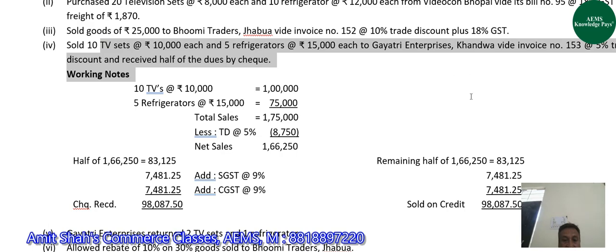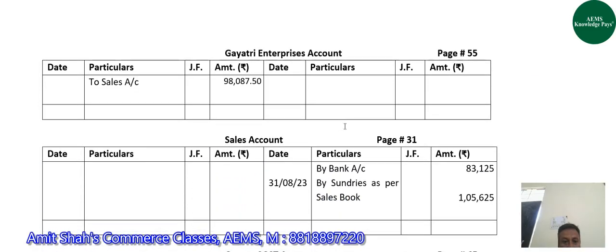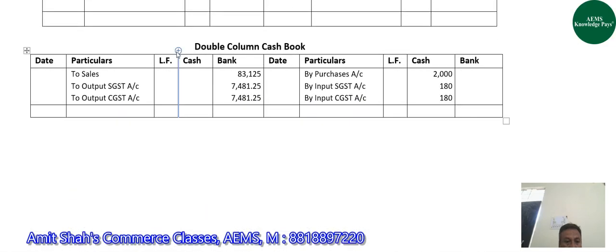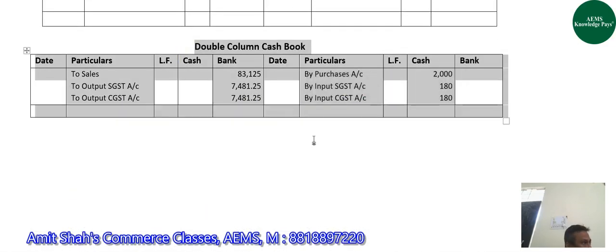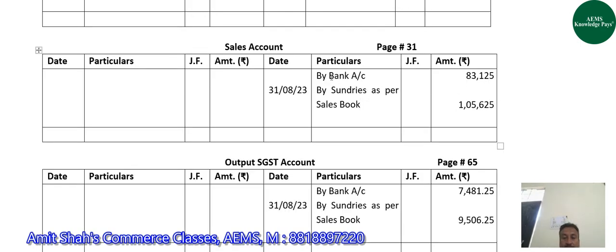That is this one, guys. Right? So what you have to update now is the double column cash book. Do this fast, guys. Note down this. Have you noted down this all? Note down this, guys, all. And then you have to update your sales account and output SGST and output CGST accounts. And then output SGST account.